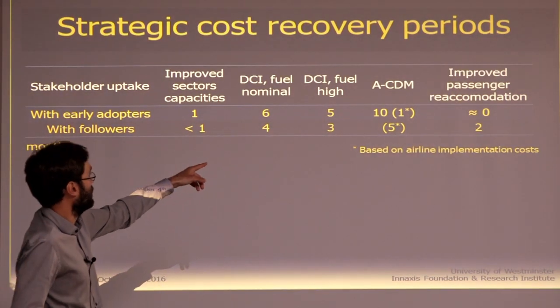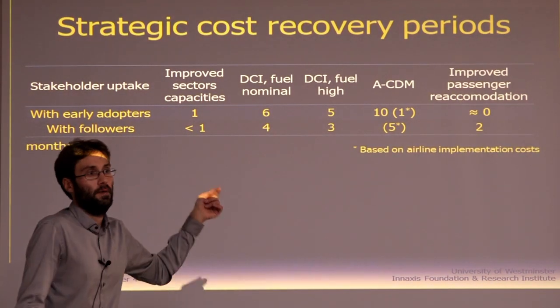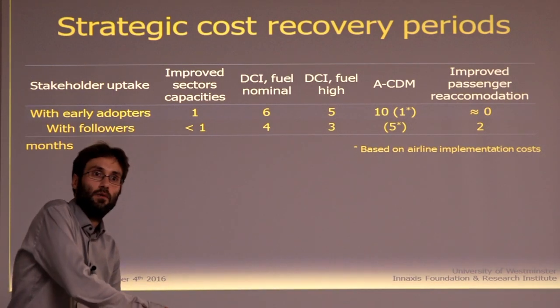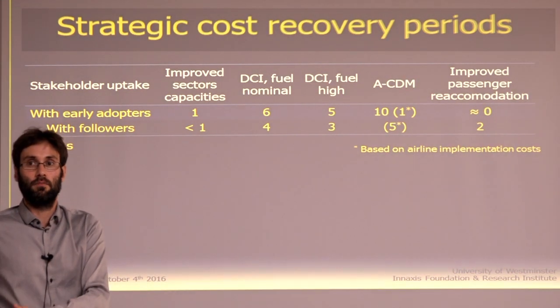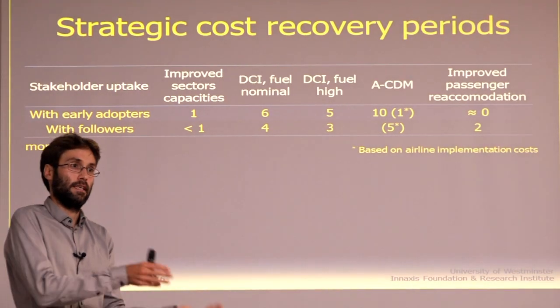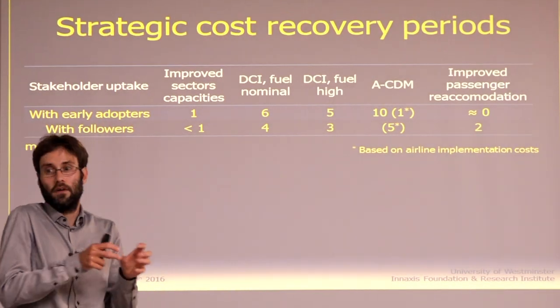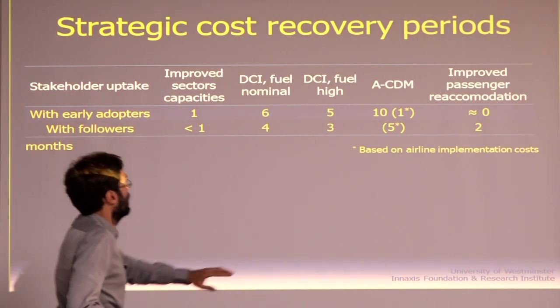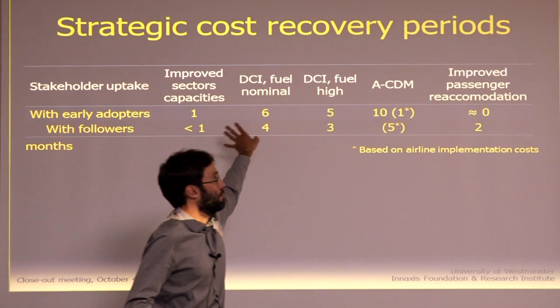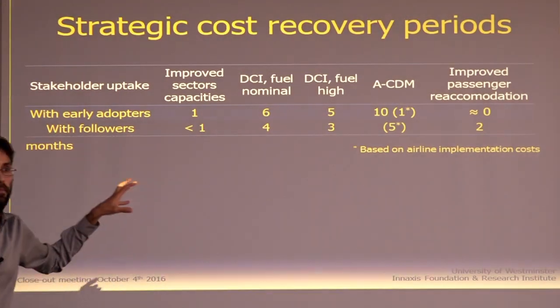For ACDM, the value is much higher, we have a 10, but keep in mind that in this case we are taking into account that we are recovering the whole strategic investment of ACDM, which is mainly put in by the airports, with the benefit that is getting just the airlines, because we are only looking at the cost of the delay for the airlines. So if we only look at the investment for the airlines, we get values that are much more in line with what the other mechanisms are.